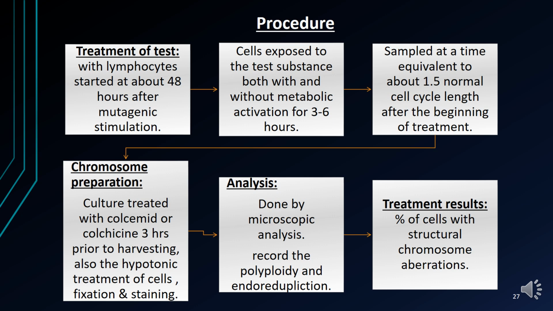Then after that, the chromosomal preparation step is there. Here the culture is treated with colchicine or colcemid for 3 hours prior to the harvesting. Also the hypotonic treatment of the cells, fixation and staining is there. After that, analysis is done by microscopic analysis, and during this we have to record the polyploidy and endoreduplication. At the end, the treatment result should be mentioned as the percent of cells with a structural chromosomal aberration.